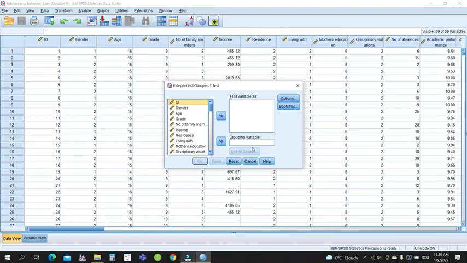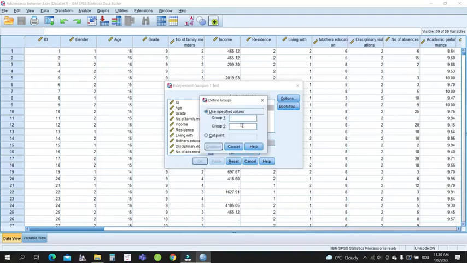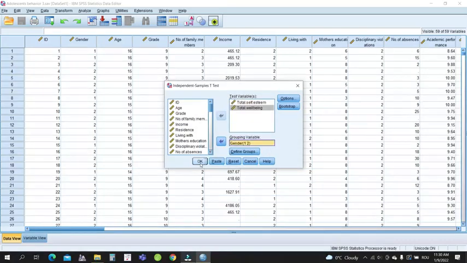So I will introduce the total self-esteem and the total well-being in the test variables area, and I will introduce gender as grouping variable. As you can see, SPSS asks me to define the groups, which means to introduce the codes for the groups that I want to compare. So I will click on Define Groups, and I will introduce the code 1 for the group of males, and the code 2 for the group of females, and I will click Continue and OK.